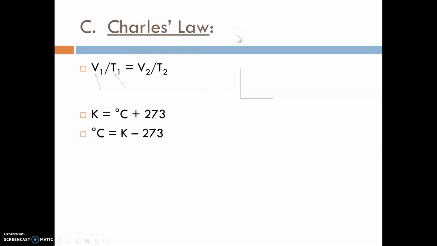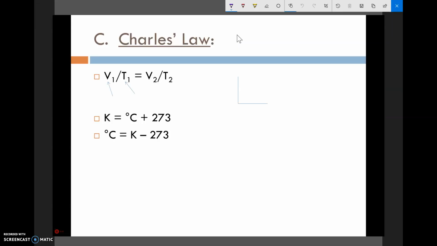This is called Charles' law. And Charles' law deals with volume and temperature. So volume, again, needs to be in either milliliter or liter. And then your temperature has to be in Kelvin, always. So your temperature always has to be in Kelvin. If it's not in Kelvin, this problem will not work.